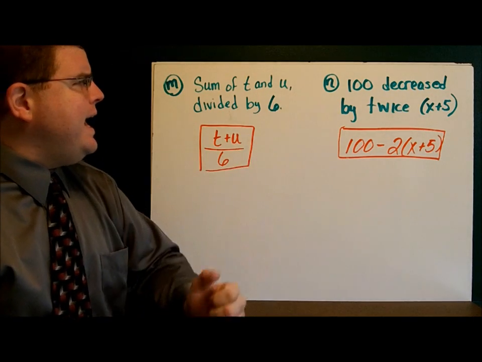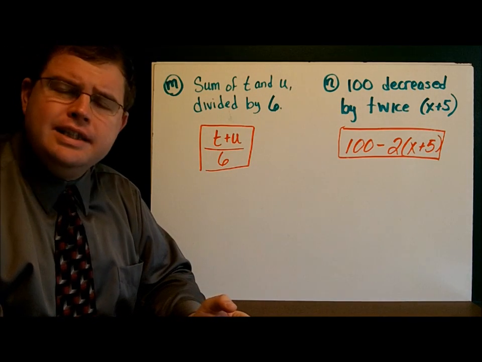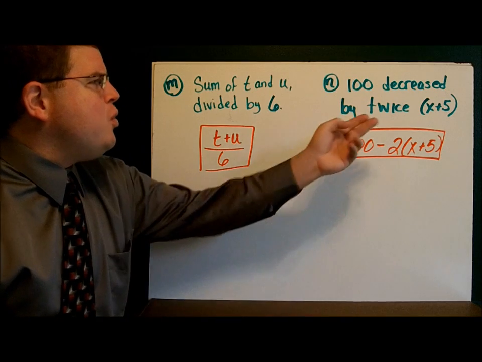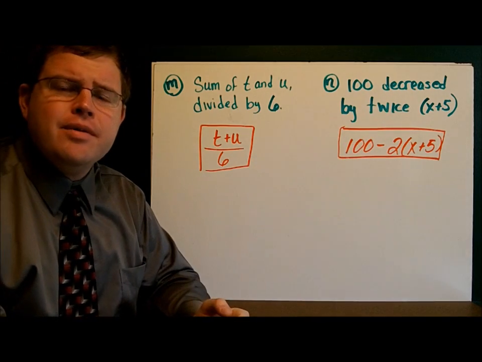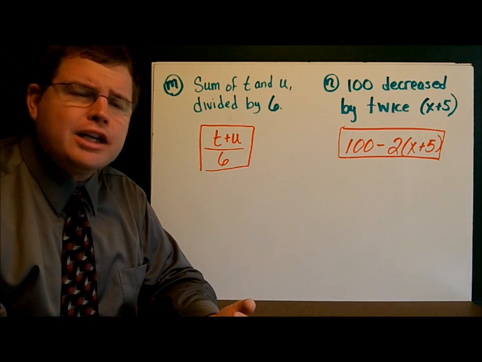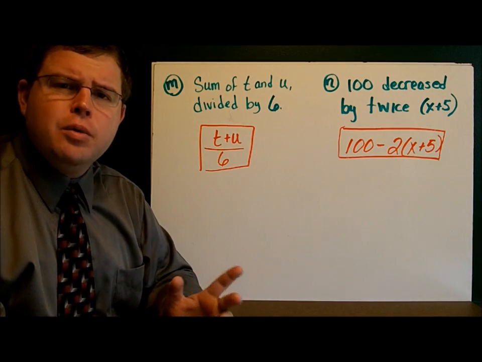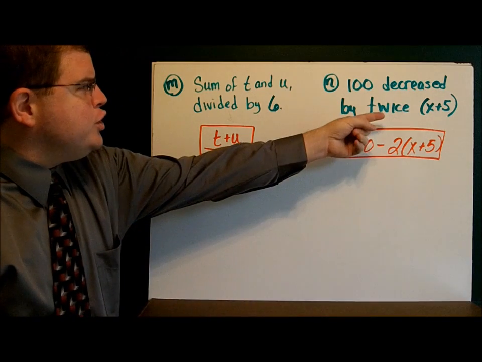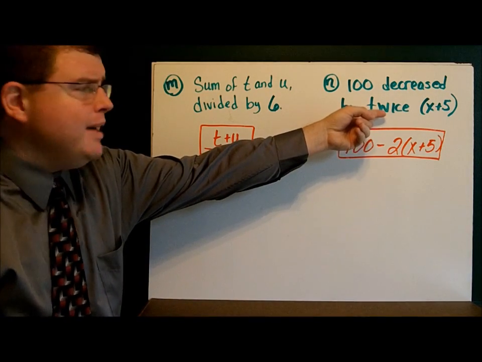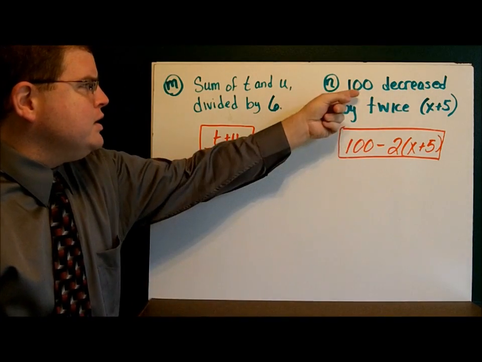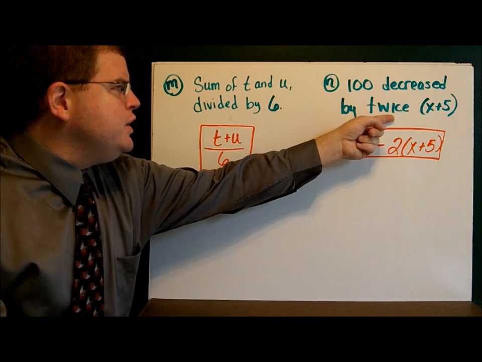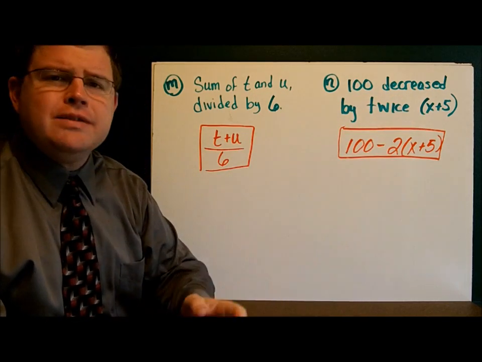Over here on n, we have 100 decreased by twice x plus 5. Decreased by means subtraction. So we have 100 and we're subtracting something from it. So 100 minus twice, which is 2 times, x plus 5. So 100 minus 2 times x plus 5.